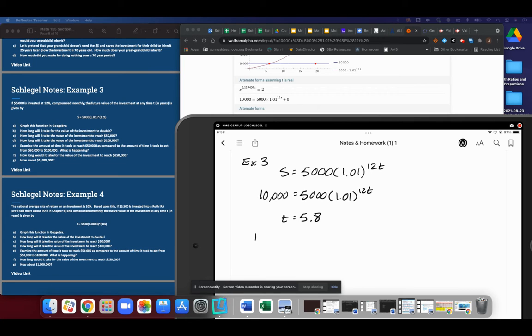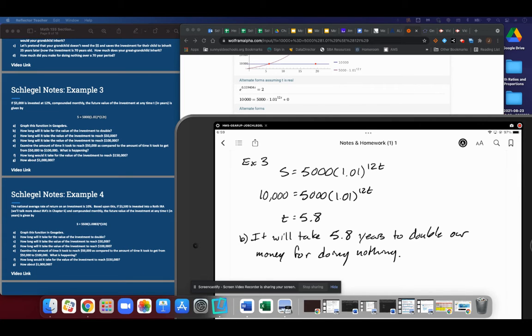So it will take 5.8 years to double our money for doing nothing. We just left the money there and let it go. So that's going to be part B.